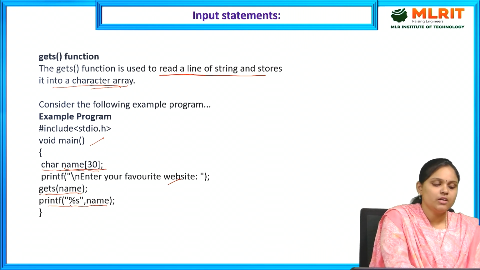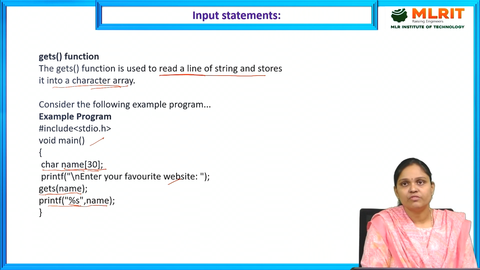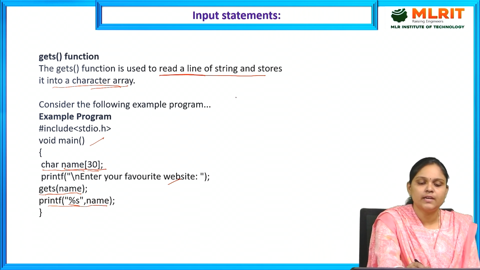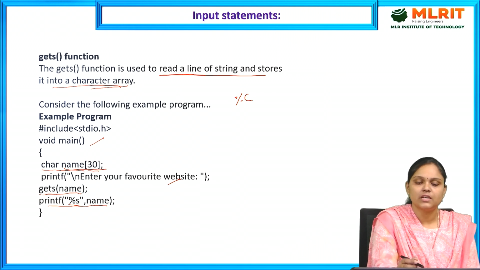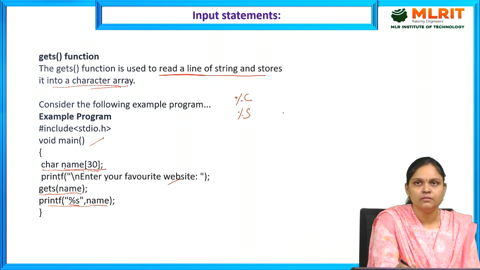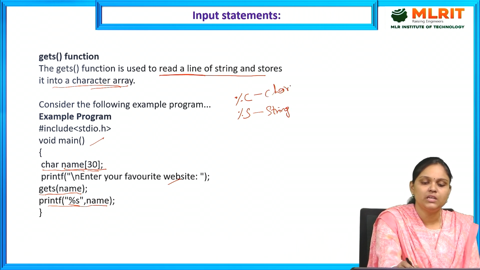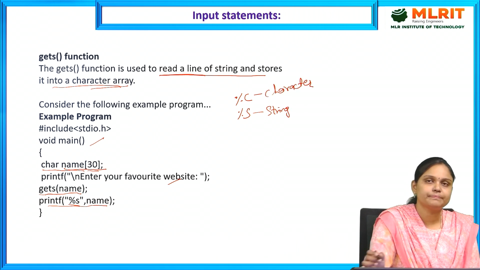Here we are using the format specifier %s. To read or print a single character, we use %c, and to read or print a group of characters, we use %s. We call this group of characters a string, and %c is only for a single character.